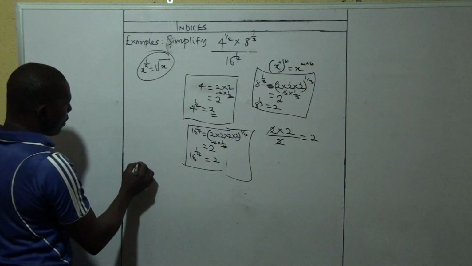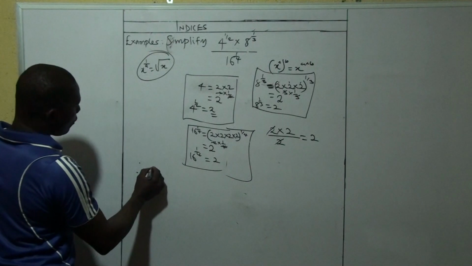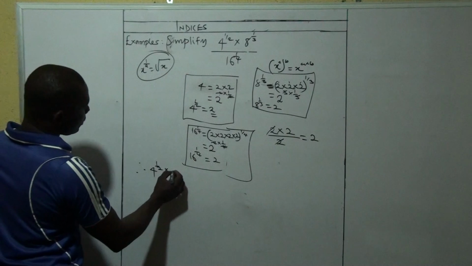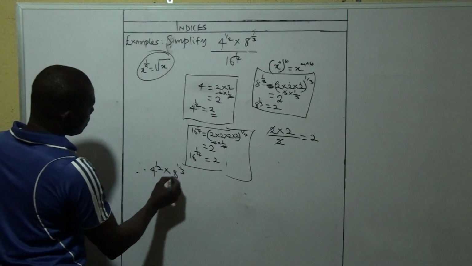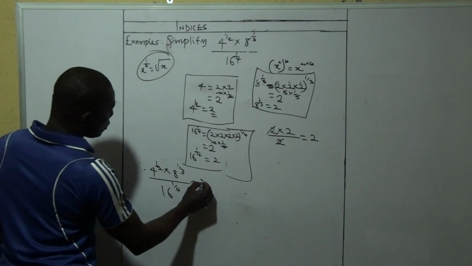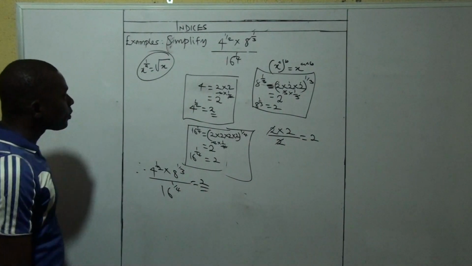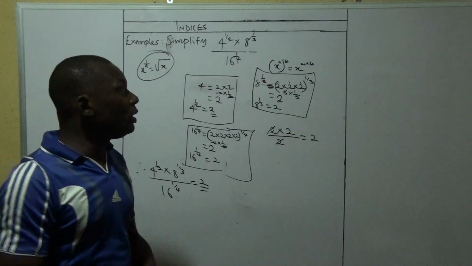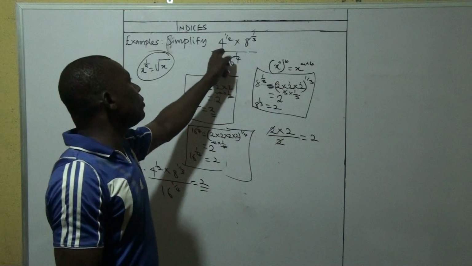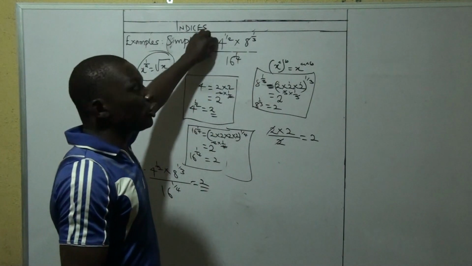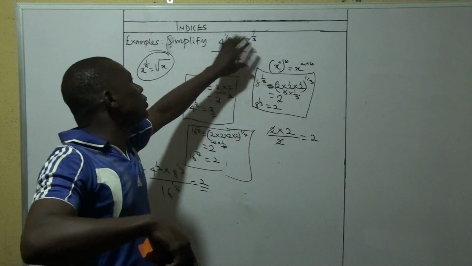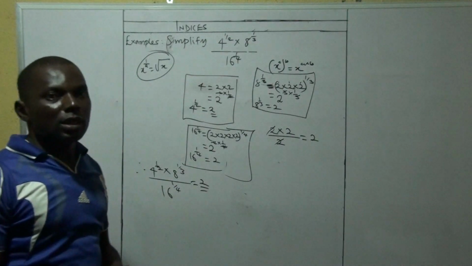So you can say therefore, 4 raised to power 1/2 times 8 raised to power 1/3 all over 16 raised to power 1/4 is equal to 2. So the first thing you need to do is make sure if they have a common factor, you express them as their prime factors. Now you do each of the operations, and you see that it will work.